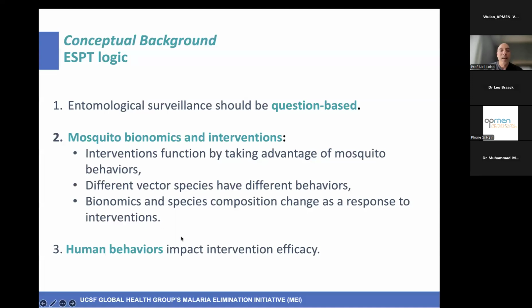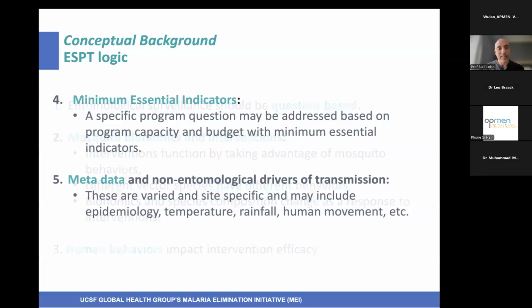We look at mosquito behaviors and interventions and how they function together. And I went through this on previous slides, right? How do interventions function? How does a specific intervention function? How do your vector species behave at your site? And how do they respond to each other? And over that, we overlay what humans are doing. And that's the simple concept of how the ESPT functions. What is happening at my site? What will work there best? How do we evaluate it?